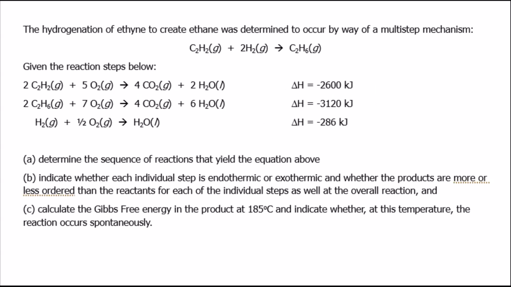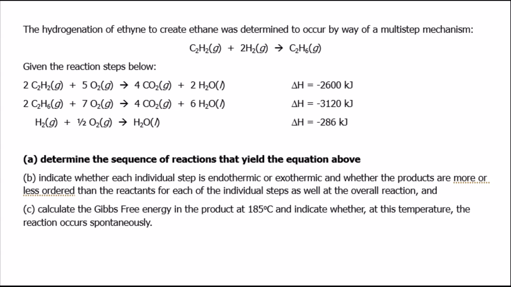Looking at the problem, the hydrogenation of ethene to create ethane was determined to occur by way of a multi-step mechanism. Give the reaction steps below to determine the sequence of reactions that yield the equation above. Indicate whether each individual step is endothermic or exothermic and whether the products are more or less ordered than the reactants for each of the individual steps as well as the overall reaction, and calculate the Gibbs free energy in the product at 185 degrees Celsius and indicate whether at this temperature the reaction occurs spontaneously.